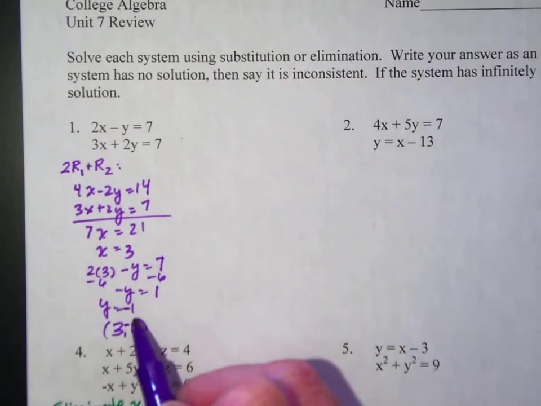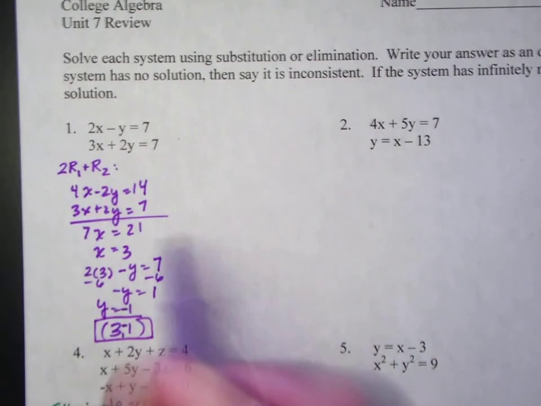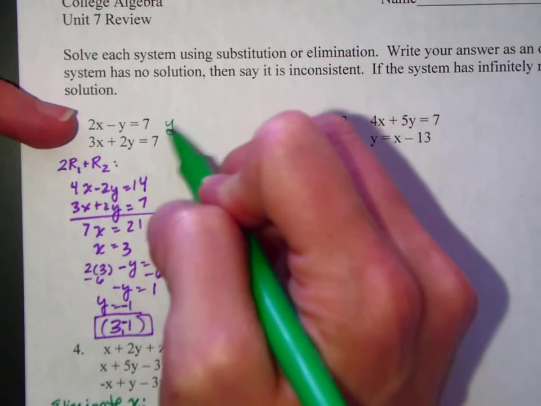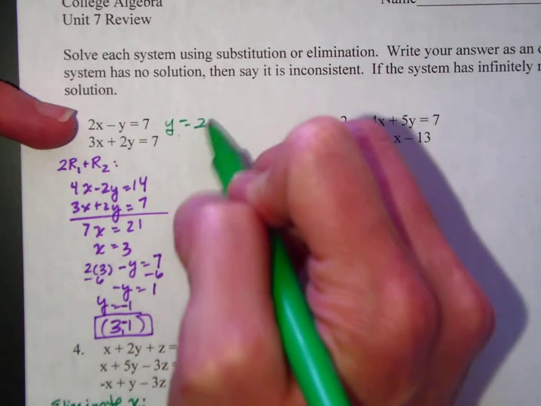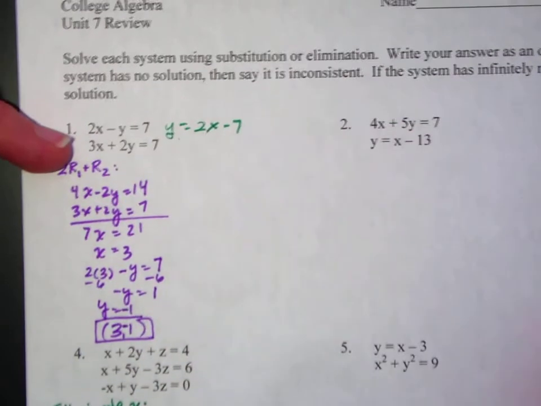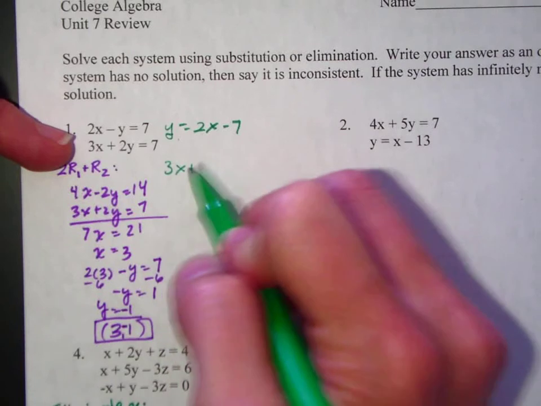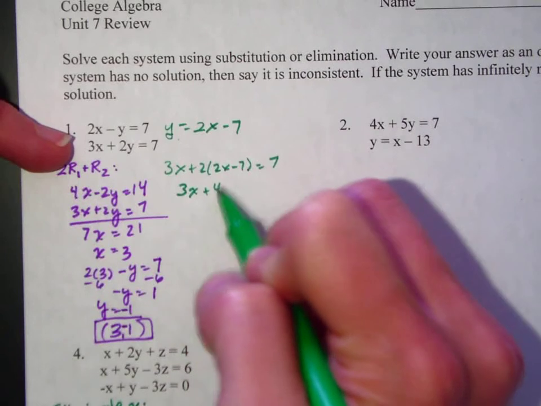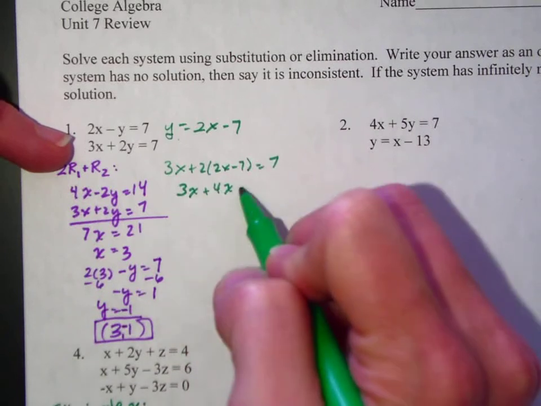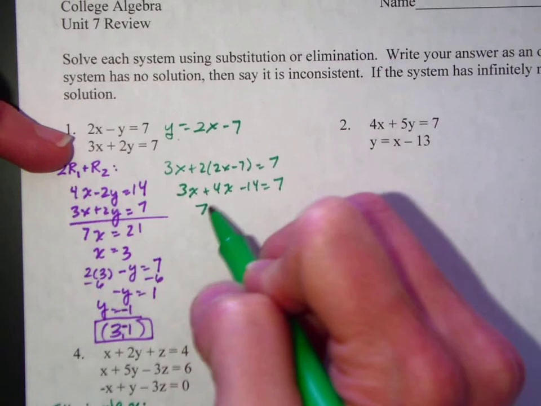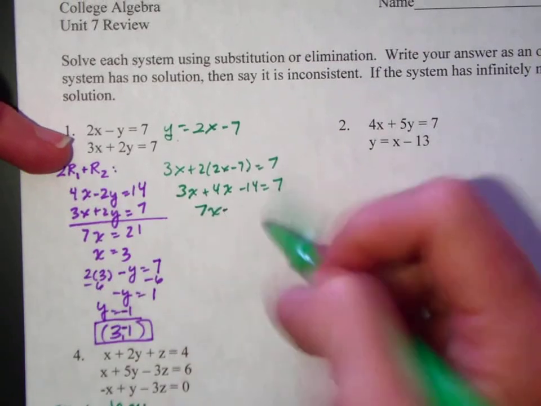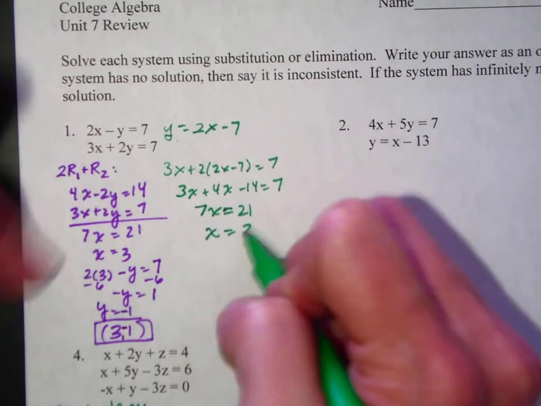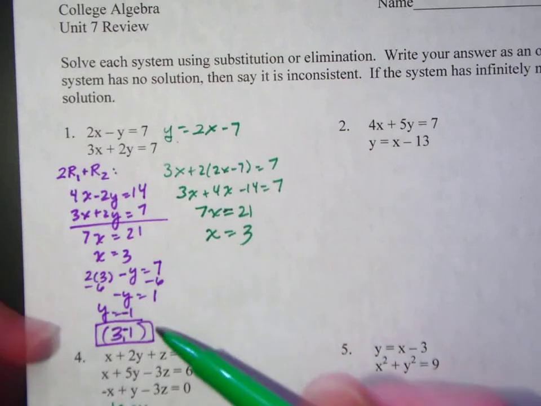Okay, so that's if we use the elimination method. Okay, if you're using substitution, you'd probably solve this guy. So you get y, if I move this over, y is 2x minus 7. And then you would have 3x plus 2 times y equals 7. So you get 3x plus 4x minus 14 equals 7. So 7x, add 14 to the other side. And then 7x equals 21. Then we get x equals 3, and then you would just go ahead and solve the same way over here.